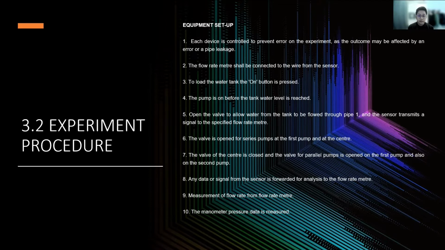Next, the valve is opened for series pump at the first pump and at the center. Seven, the valve at the center is closed and the valves for parallel pump are opened at the first pump and also at the second pump. Eight, any data or signal from the sensor is forwarded for analysis to the flow rate meter. Nine, measurement is made of the flow rate from the flow rate meter. Last, the manometer pressure data is measured.